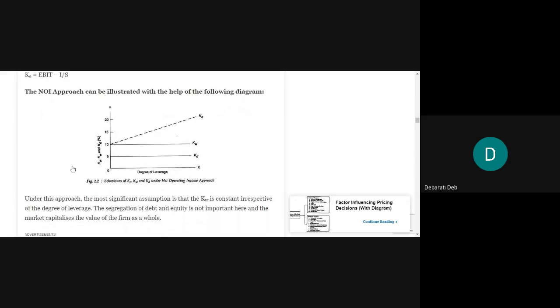You just try to read this diagram. I'll be back within 2 minutes, okay? Just try to read the diagram.